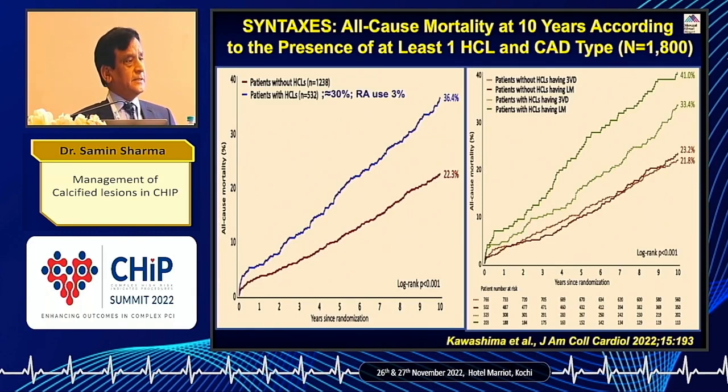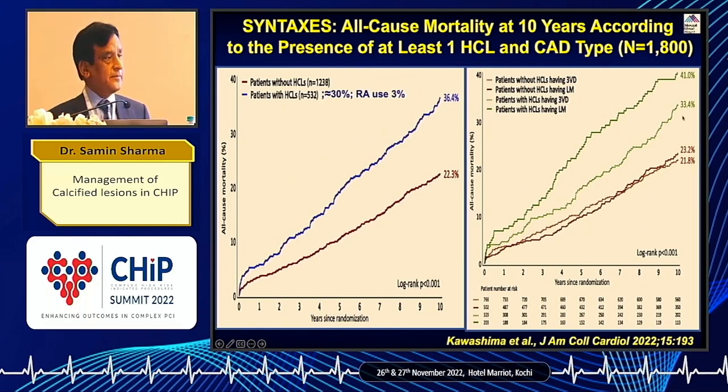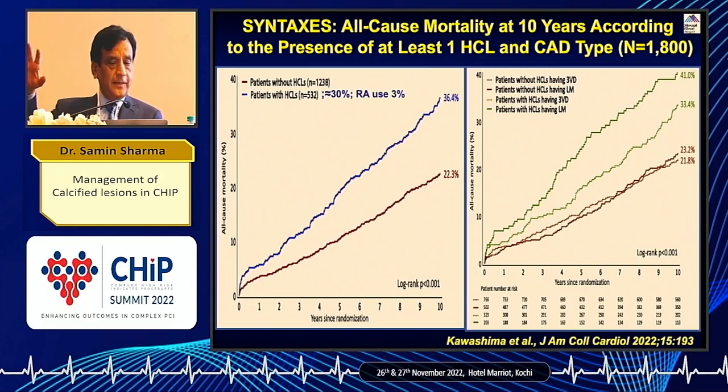The SYNTAX 10-year follow-up showed that patients who have calcific lesions, as you can see here, had almost 1.5 times the event rate, 22 versus mortality 36.4. And you can see whether it is 3 vessel or left main disease, calcium increases the mortality, so bad prognosis. So clearly, even if you did intervene subsequently, the rota was used only in 3% of cases, and 30% had those calcific lesions having a bad prognosis.